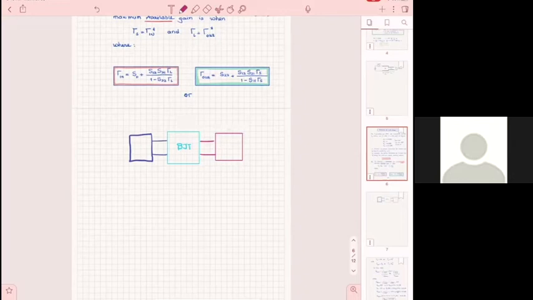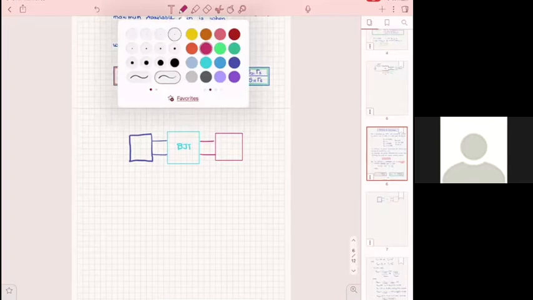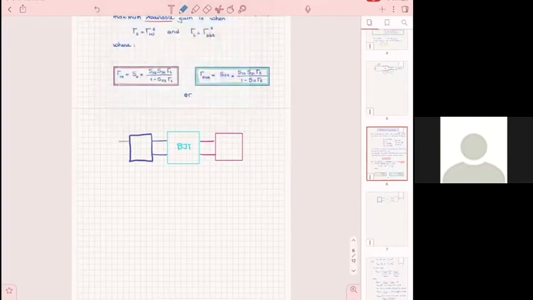So on the left of the input matching network is your source. This is RS, or Z sub S to be more accurate. That's how we use it here. On the other side is the load of the output matching network. And we assume for now that ZL and ZS are Z0, 50 ohms.